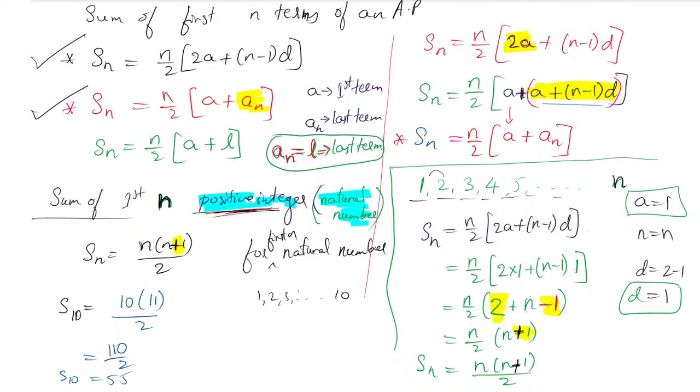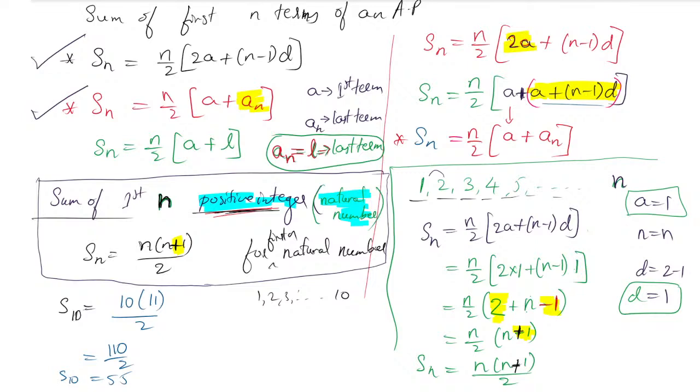The third Sn formula is a special kind; we can apply it only to natural numbers, not to any other numbers. Only for the first n natural numbers can we apply that formula, and that is your final answer. So anyone who has a doubt can ask.